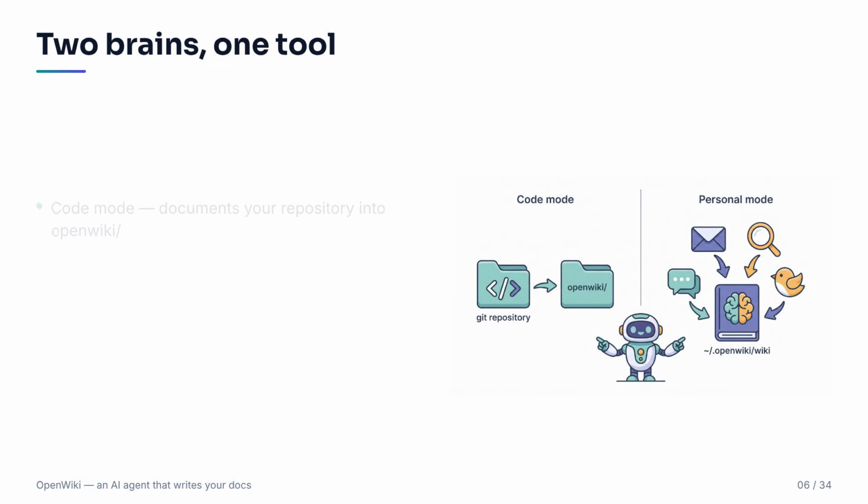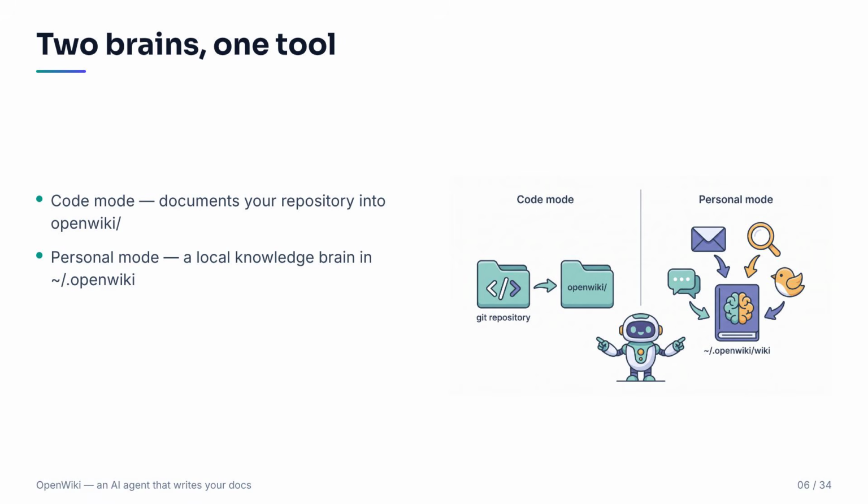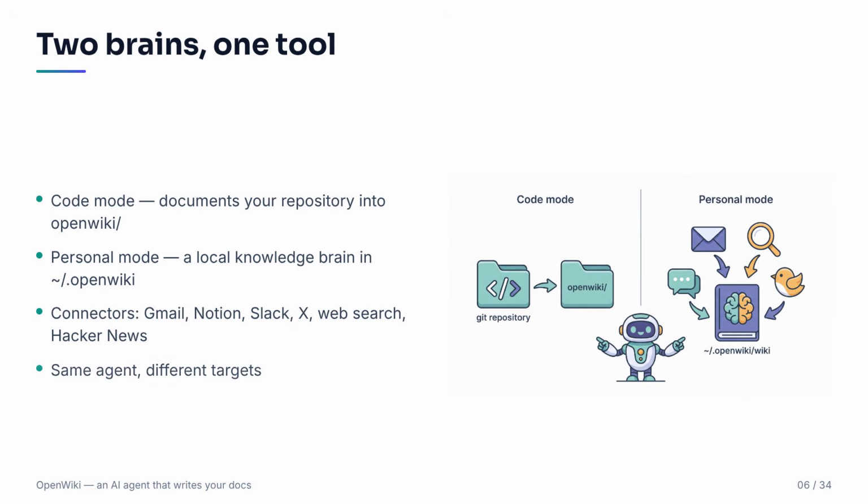OpenWiki actually has two brains. Code mode documents your repository, writing pages into an OpenWiki folder right next to your source. Personal mode is different. It builds a local knowledge brain in your home directory, fed by connectors like Gmail, Notion, Slack, X, Web Search, and Hacker News. It's the same agent underneath, just pointed at different targets.